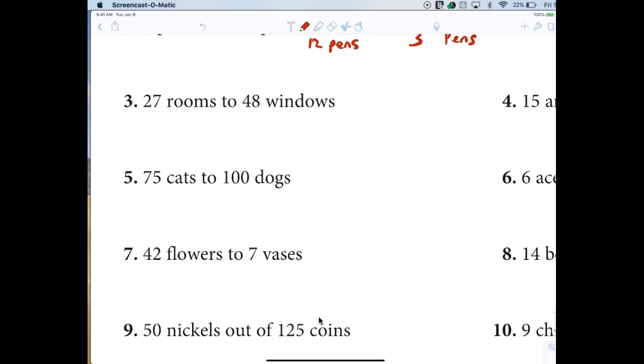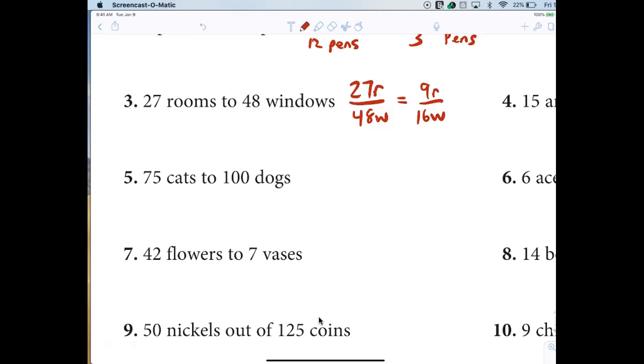All right, let's go down. 27 rooms to 48 windows. Here I'm okay with writing 27 rooms over 48 windows. And William, what does that reduce down to? 9/16. Yes. So we're going to say 9 rooms to 16 windows. Any questions?